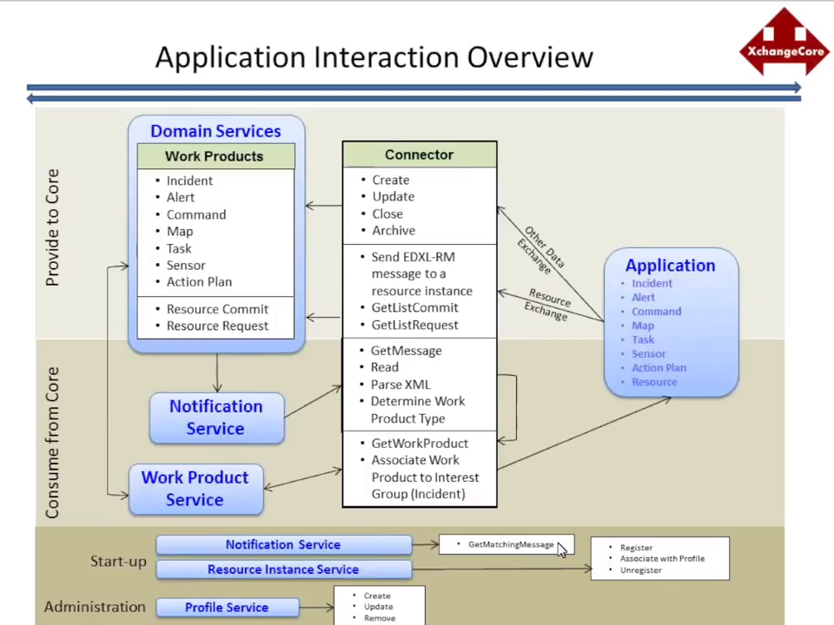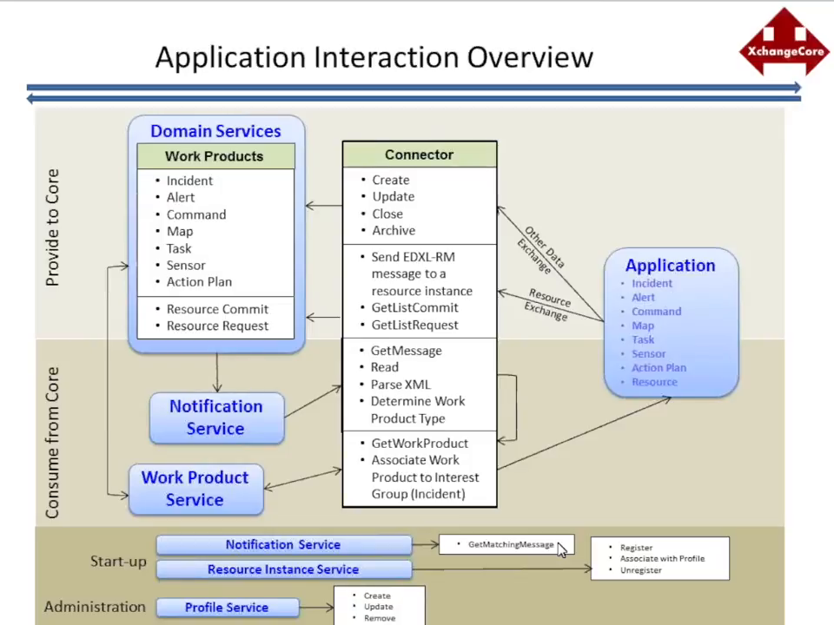So how does that work then? The applications interact with XchangeCore through the connector. The connectors, as we showed earlier, connect to the various XchangeCore services. They create work products to share, that atomic element of information sharing. In the middle there, connectors do a variety of things. They can create, update, close, or archive work products. They can send an EDXL RM message to a resource instance that is known to the XchangeCore server.